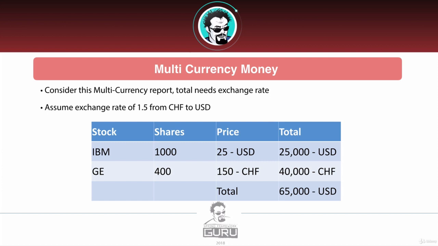Here I'm taking two different stock prices, but one is in dollars, the other's in francs. And we're going to say that we have an exchange rate of 1.5 from francs to dollars. The math works out a little bit different because now we have to convert things. In this example, we are going to have to do a couple different operations. Obviously, the totals are the same, but when we go to add these together, we have to do a currency conversion based on the exchange rate.